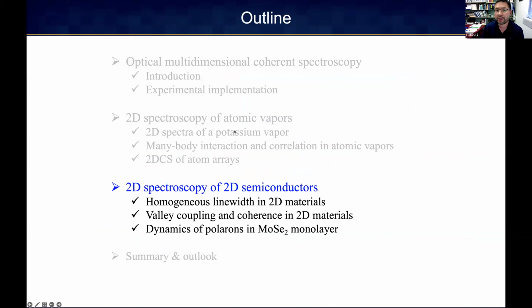Okay, so now we're going to switch gears to semiconductor optics.